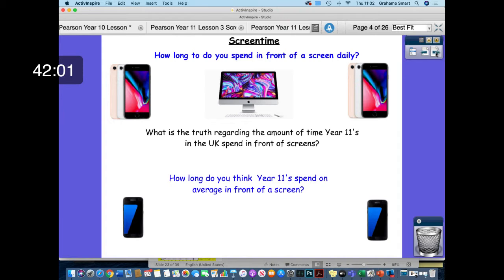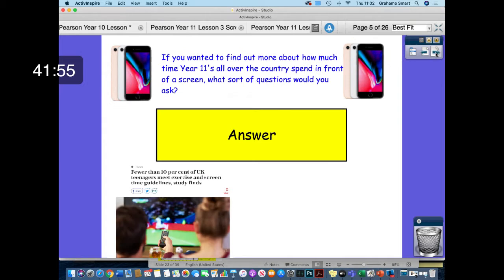Okay, so now you've had a chance to think about how long you spend in front of a screen daily. It's interesting. Do you think you spend more or less than most people your age? Start thinking that way. So if you did want to find out more about Year 11s all over the country and how much time they spend in front of a screen, what sort of questions would you actually ask?